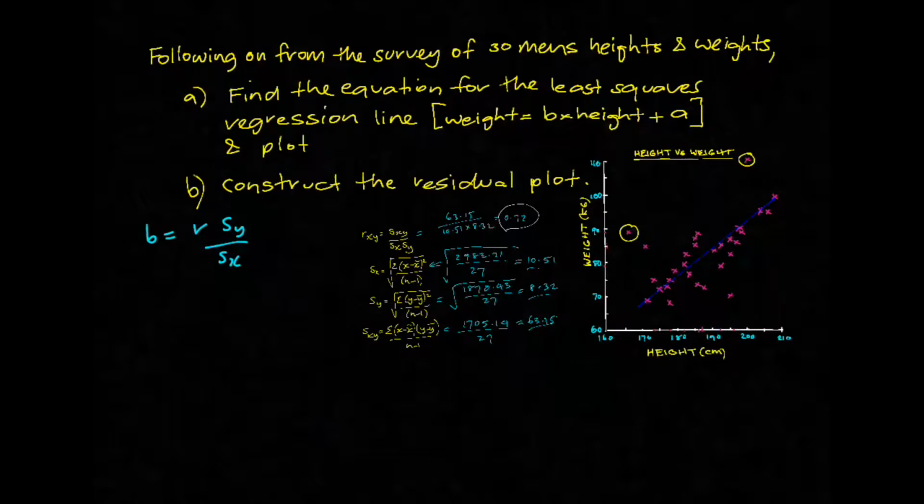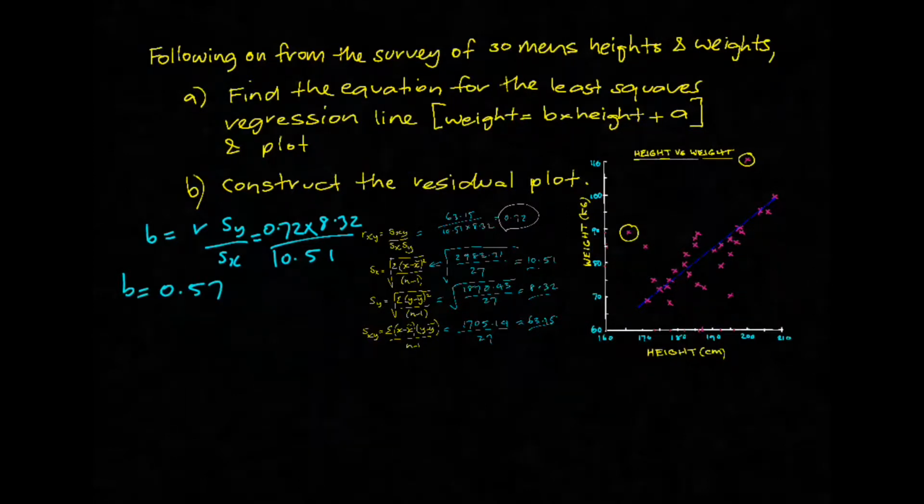Now remembering the values were already calculated from part 1 of this video. So we've got b is equal to 0.72 times sy, which is 8.32, divided by sx, which is 10.51. So b is equal to 0.57.